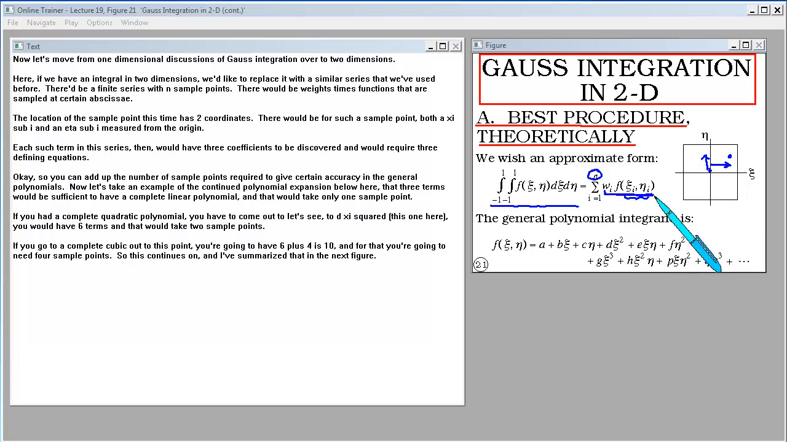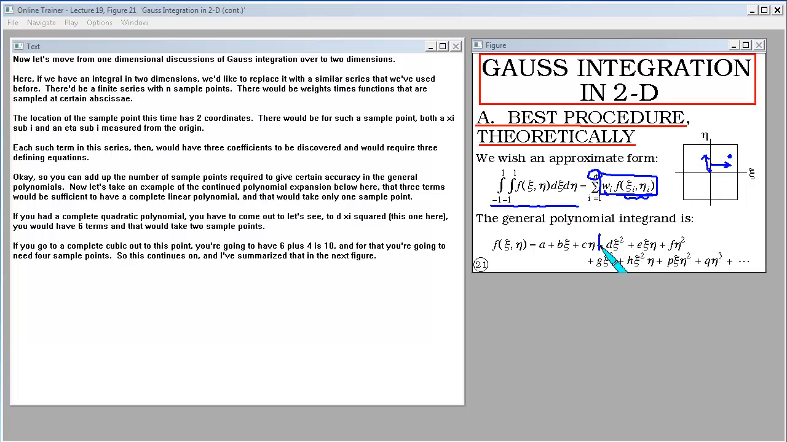Each such term in this series then would have 3 coefficients to be discovered and would require 3 defining equations. Okay, so you can add up the number of sample points required to give certain accuracy in general polynomials. Now let's take an example of the continued polynomial expansion below here, that 3 terms would be sufficient to have a complete linear polynomial, and that would take only 1 sample point.